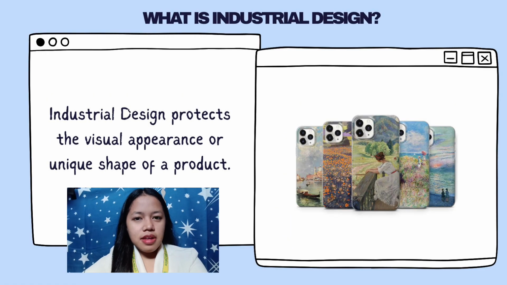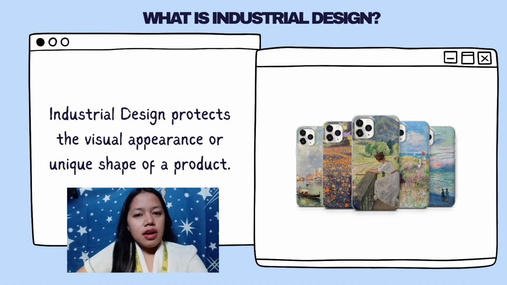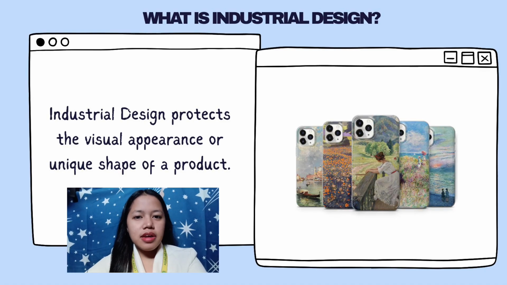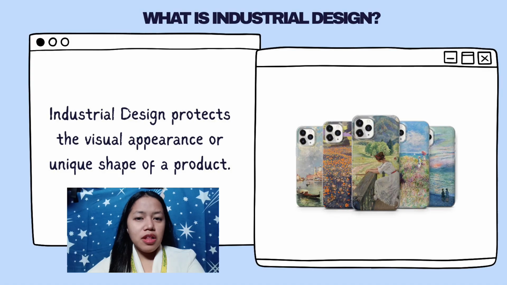What is industrial design? Industrial design is a type of IPR that protects how a product looks. It is solely about the unique visual appearance or the distinctive shape of a manufactured item.